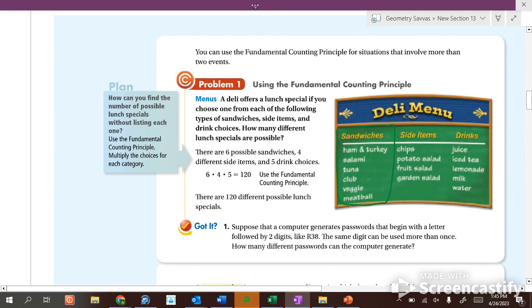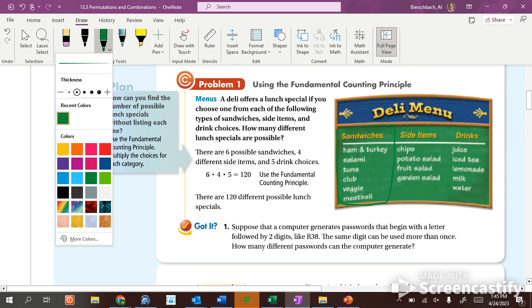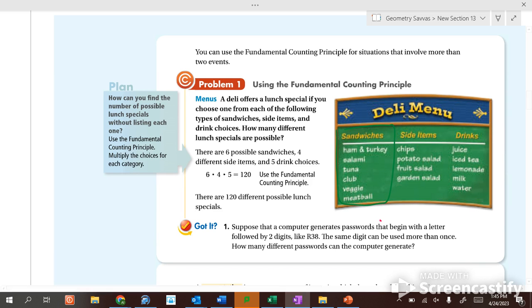I should change colors here. Let me change colors. Instead of being green, let's go, ooh, hot pink. There we go. Woo!